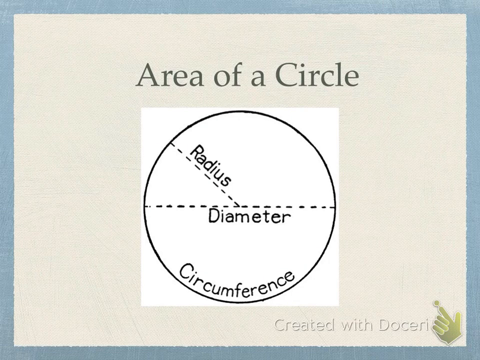Today's lesson is about the area of a circle. So the image on the first slide just helps us to remember some of the vocabulary that we talked about at the beginning of the chapter. The circumference being the distance all the way around the circle. The diameter being the distance from one end of the circle to the other, crossing through the middle. And the radius being the distance from the center to any outside edge of the circle.